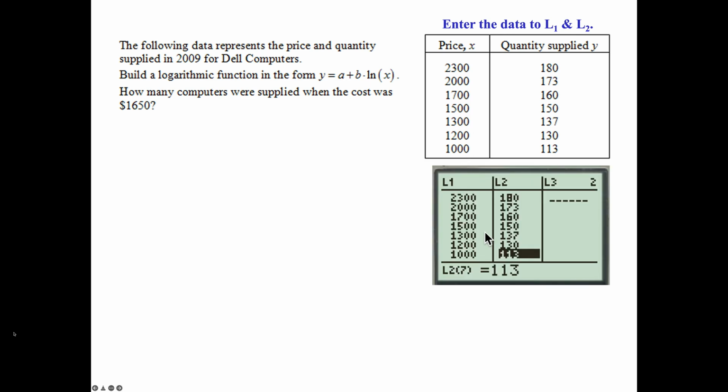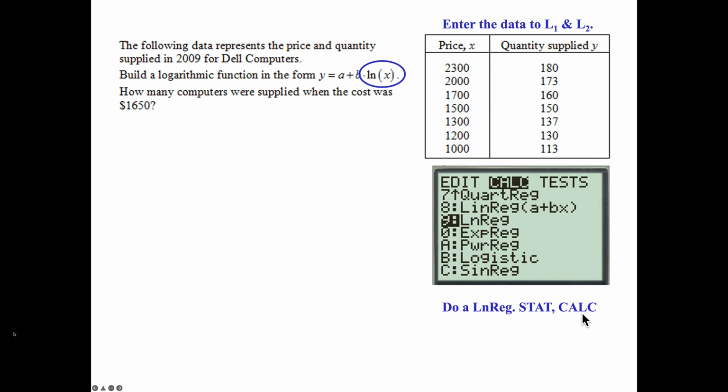So again, enter the data, all in. We're going to go a linear regression, a natural log regression. We're going to look for capital L N capital R E G. So stat, calc, and it was right next to that exponential regression. So choose number 9. We're going to store this one in Y1 because we're going to make some graphs of it.